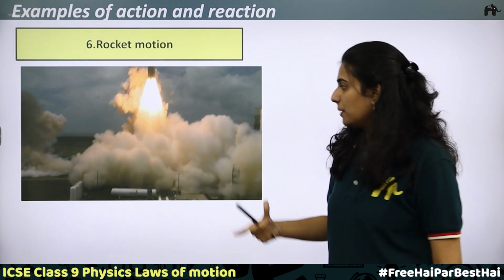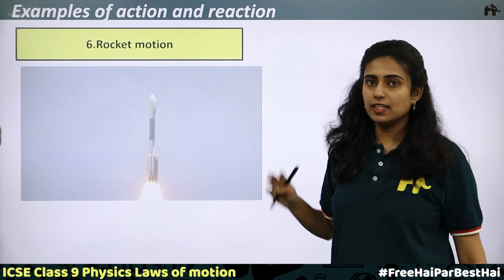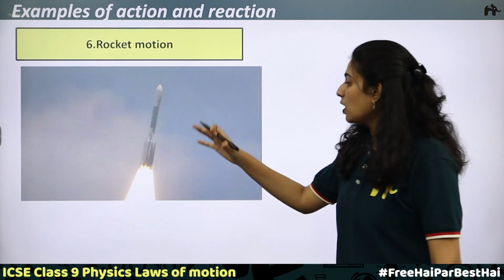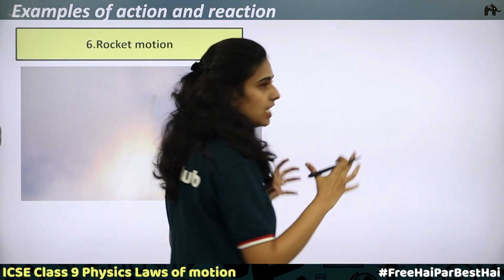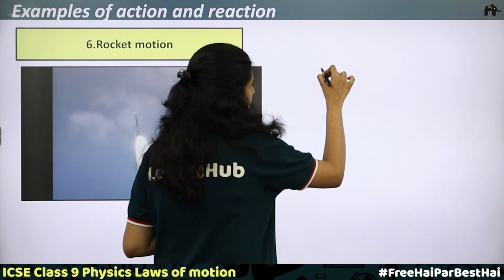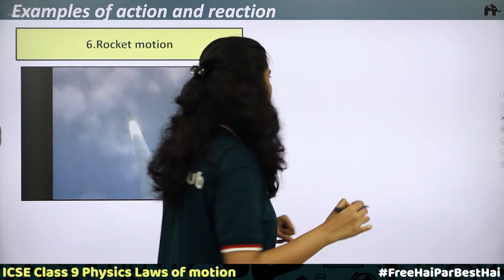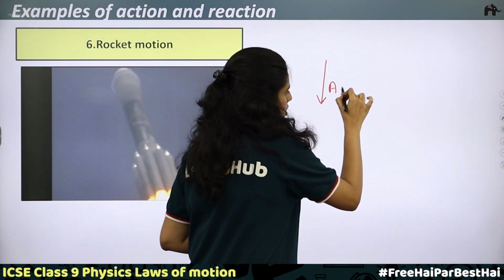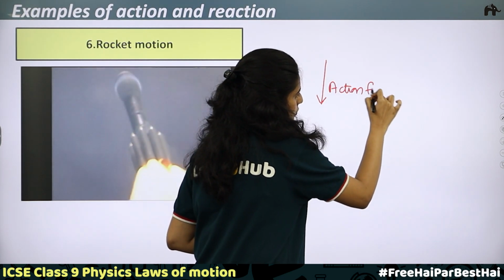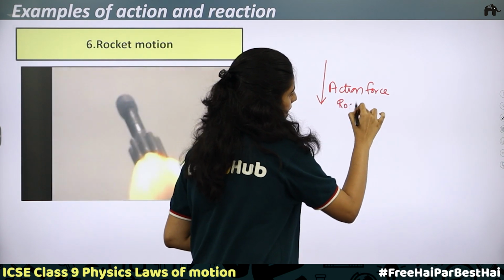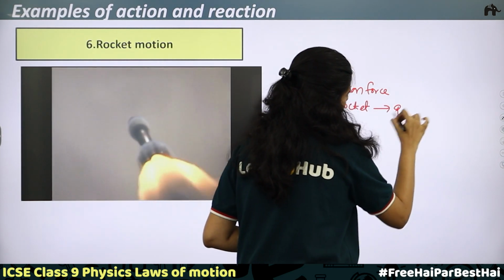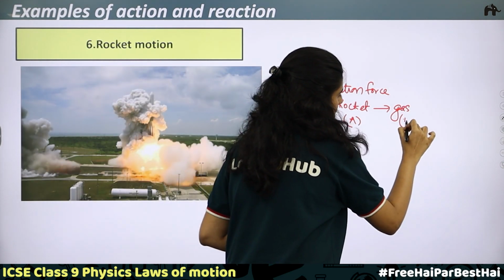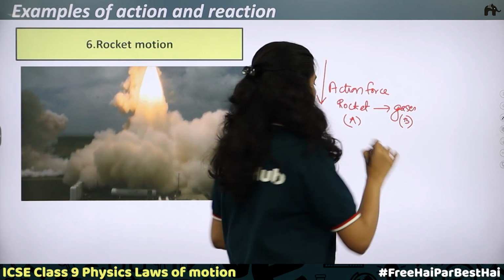So you can see rocket propulsion. Here what is happening? The rocket is moving in the upward direction and you can see the fuel, the gases, moving in the opposite direction. Due to high pressure and high temperature inside a rocket, forces are applied on the gases in the downward direction. So this is the action force. The rocket is applying force on the gas. So here the rocket is A and the gas is B.